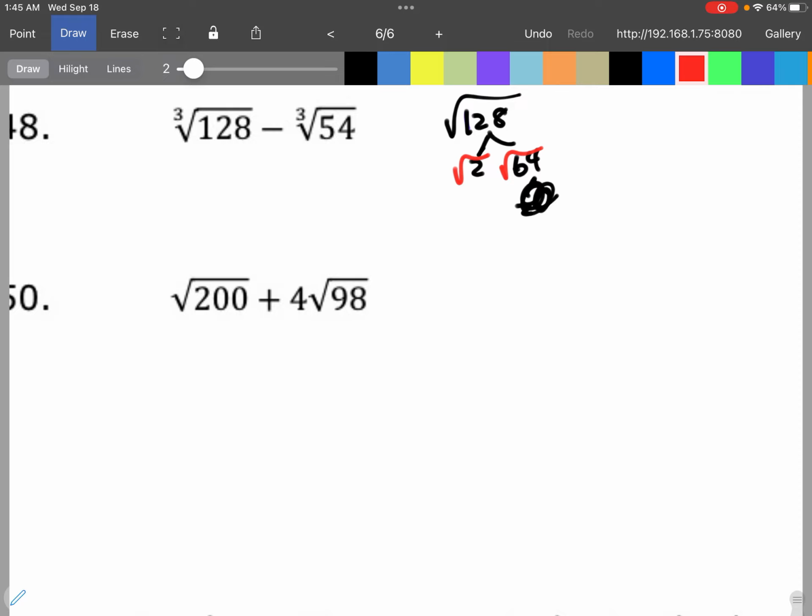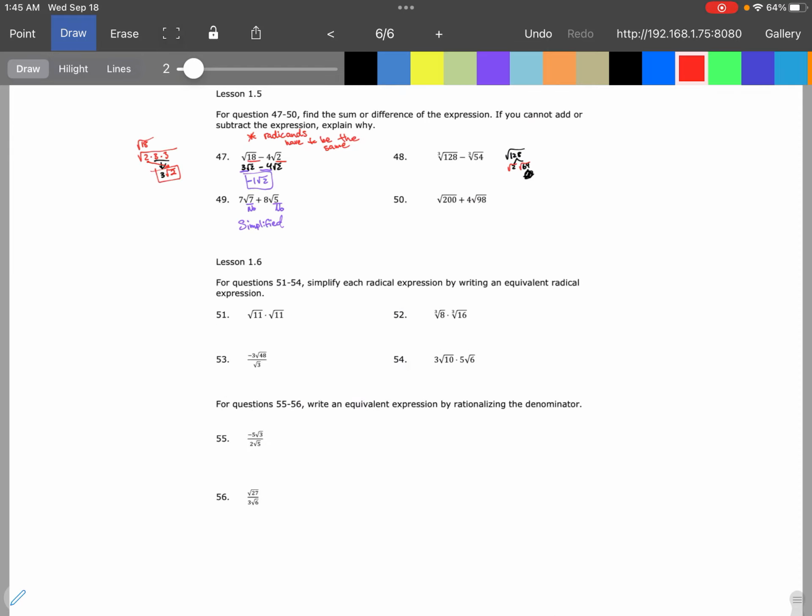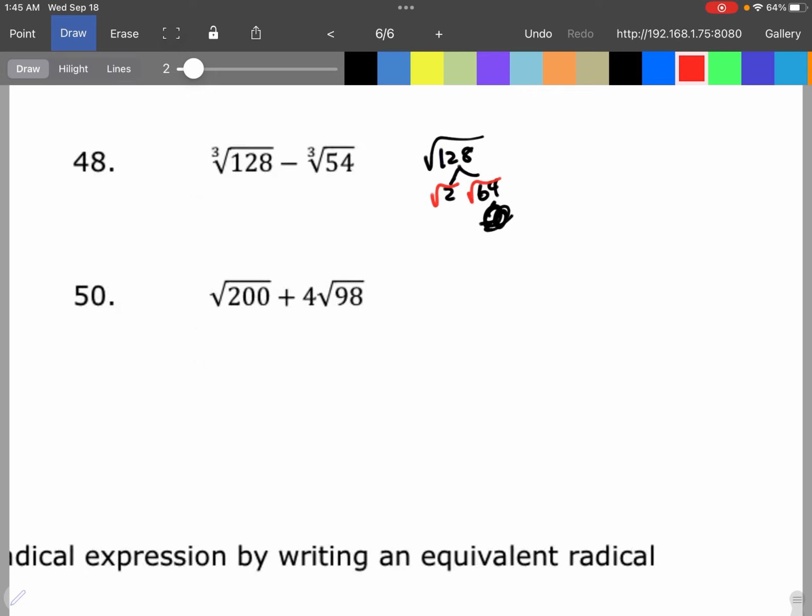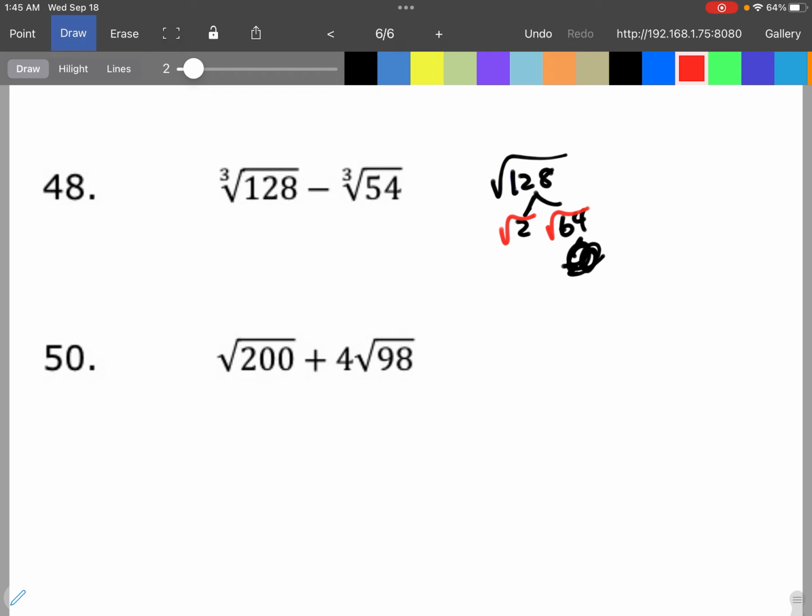Psych. I don't want to give you that route. Because remember, this is the house of cubes. This is actually a perfect square, not a perfect cube. So, I apologize for that, guys. Let's just keep on chopping. It's going to be 2 and 32.